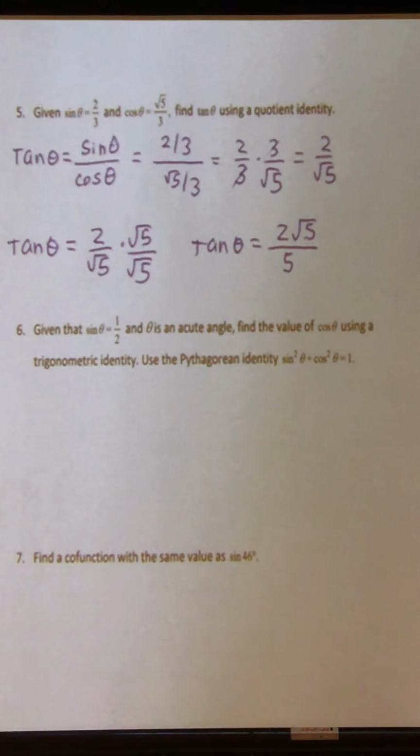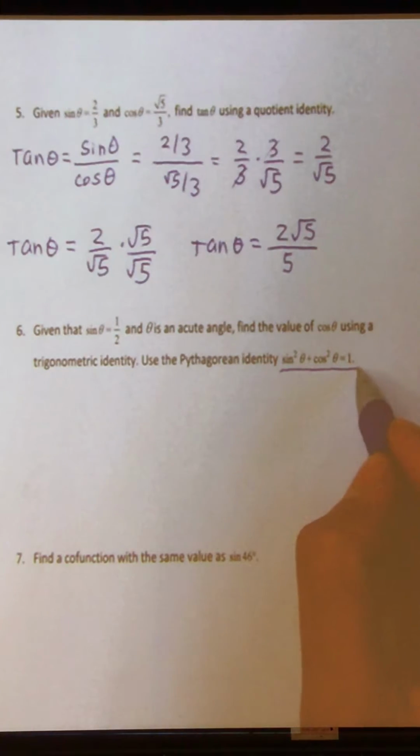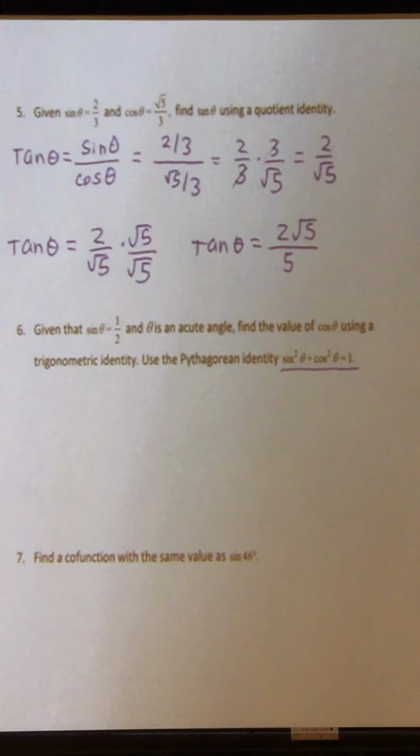Problem 6. We're given the value of sine theta to be 1/2. We know that theta is an acute angle, which means an angle less than 90 degrees. Find the value of cosine theta using the trigonometric identity, where the identity we wish to use is the Pythagorean identity. So we'll directly substitute very carefully.